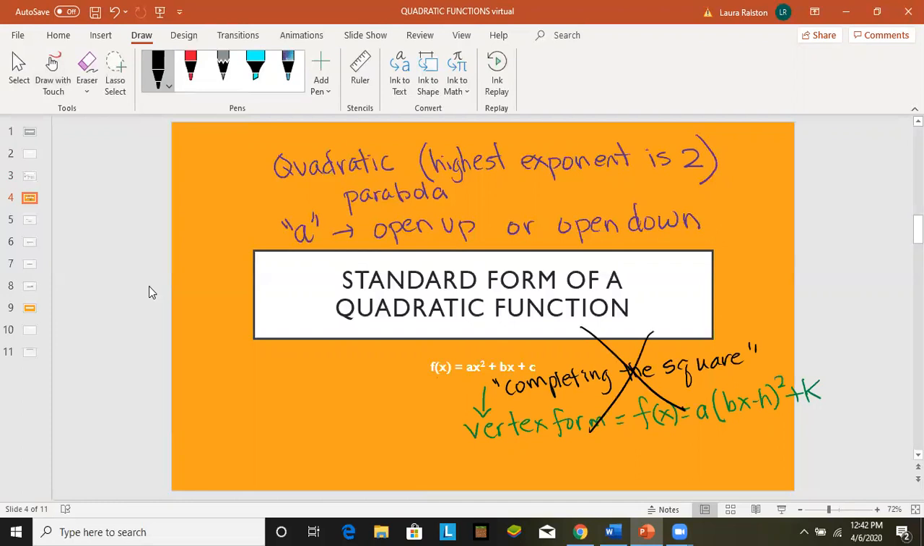There is another process, and we're going to talk about that as we go, because more times than not, you're going to be given the quadratic function in standard form. And again, all that form is going to tell you is that, first of all, it's a quadratic because the highest exponent is 2, which means visually you're going to have a parabola, and then you're going to be able to tell me whether that parabola opens up or opens down.